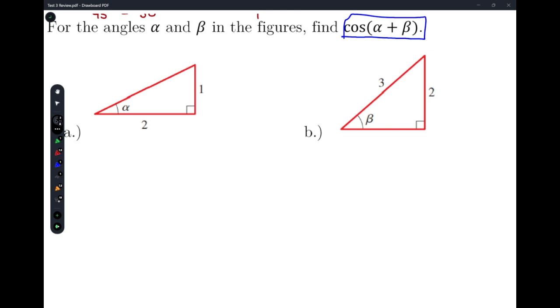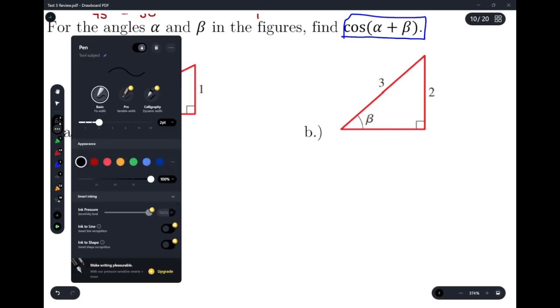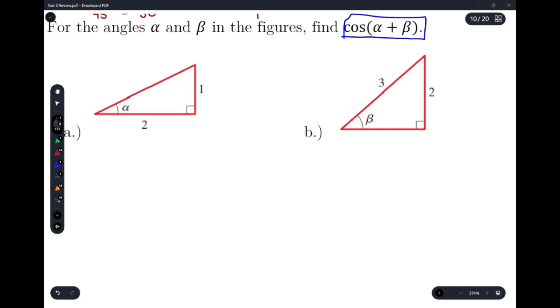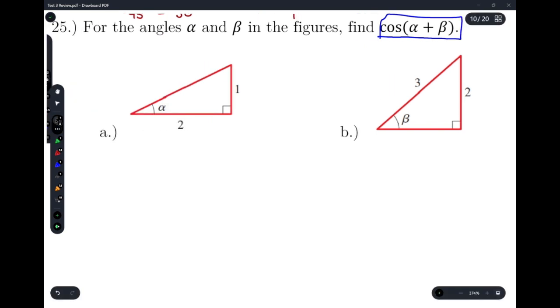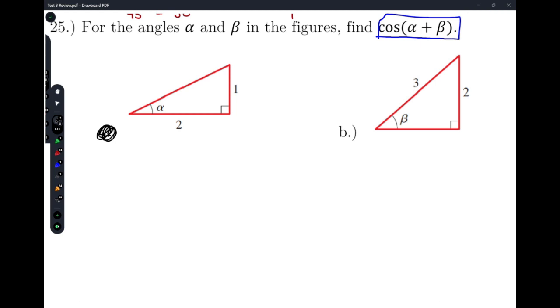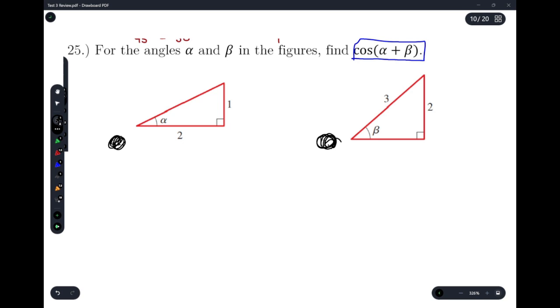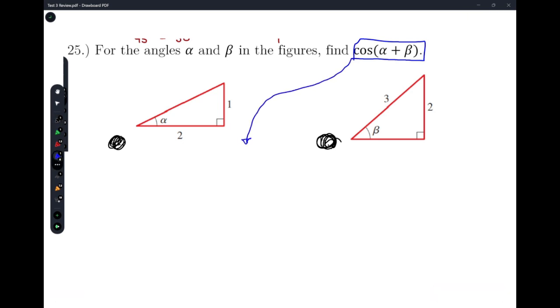So it's one problem, two separate triangles. Correct. This is one big problem. That's why it doesn't say it. Oh, it does say A or B down below. That's fair. In that blue box, this blue box should be like a flashing sign at your brain.